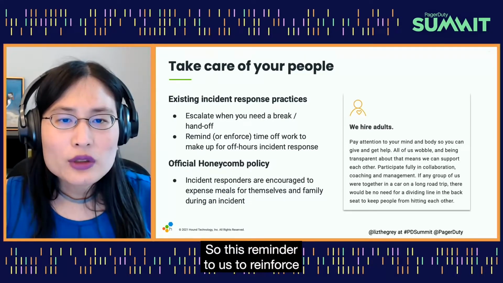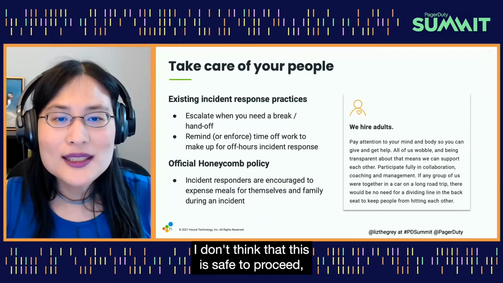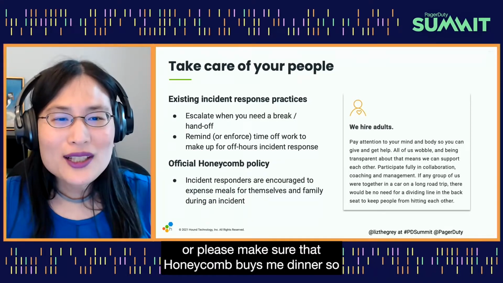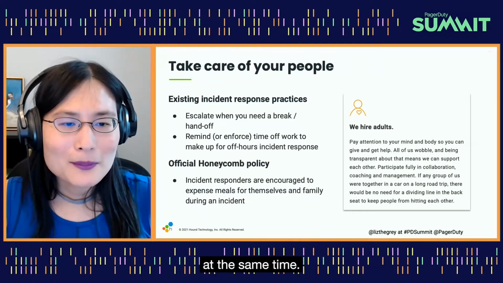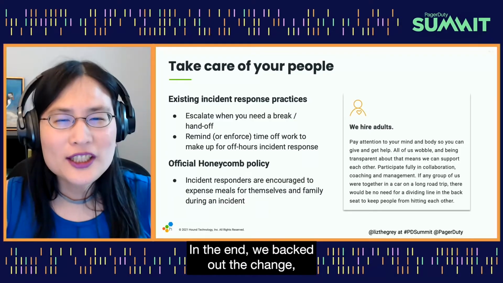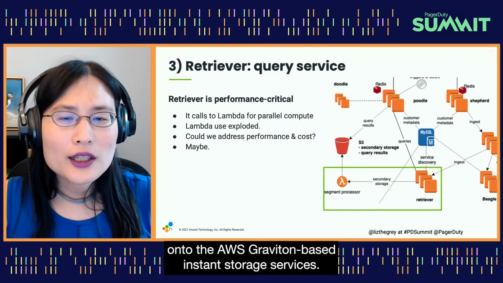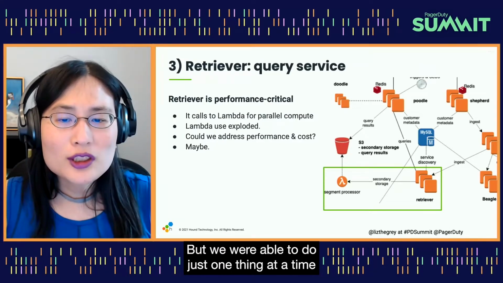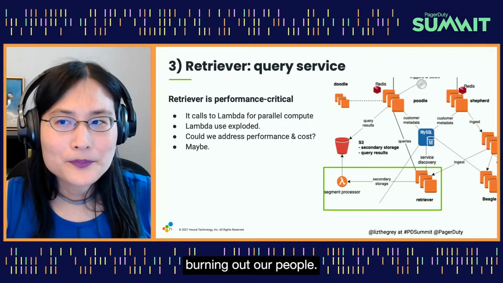So this is a reminder to us to reinforce that it's okay to wave the flag and say, I don't think that this is safe to proceed, or I need someone to relieve me on on-call, or please make sure that Honeycomb buys me dinner so that I don't have to worry about cooking dinner and firefighting at the same time. And in the end, we backed out the change. We waited about 8 months, and then we were able to successfully migrate onto the AWS Graviton-based instance storage services. But we were able to do just one thing at a time and get the tiered storage change done without further burning out our people.